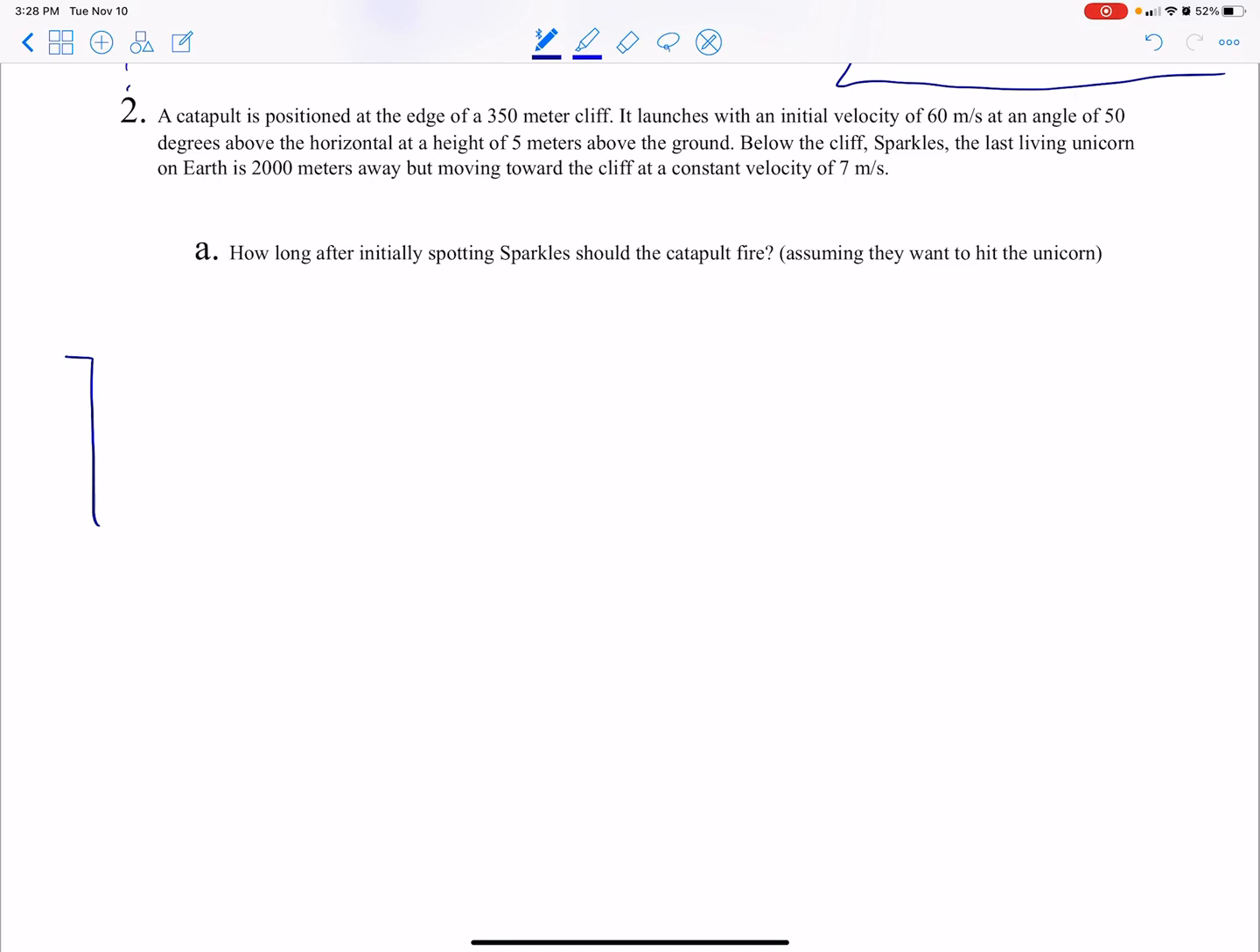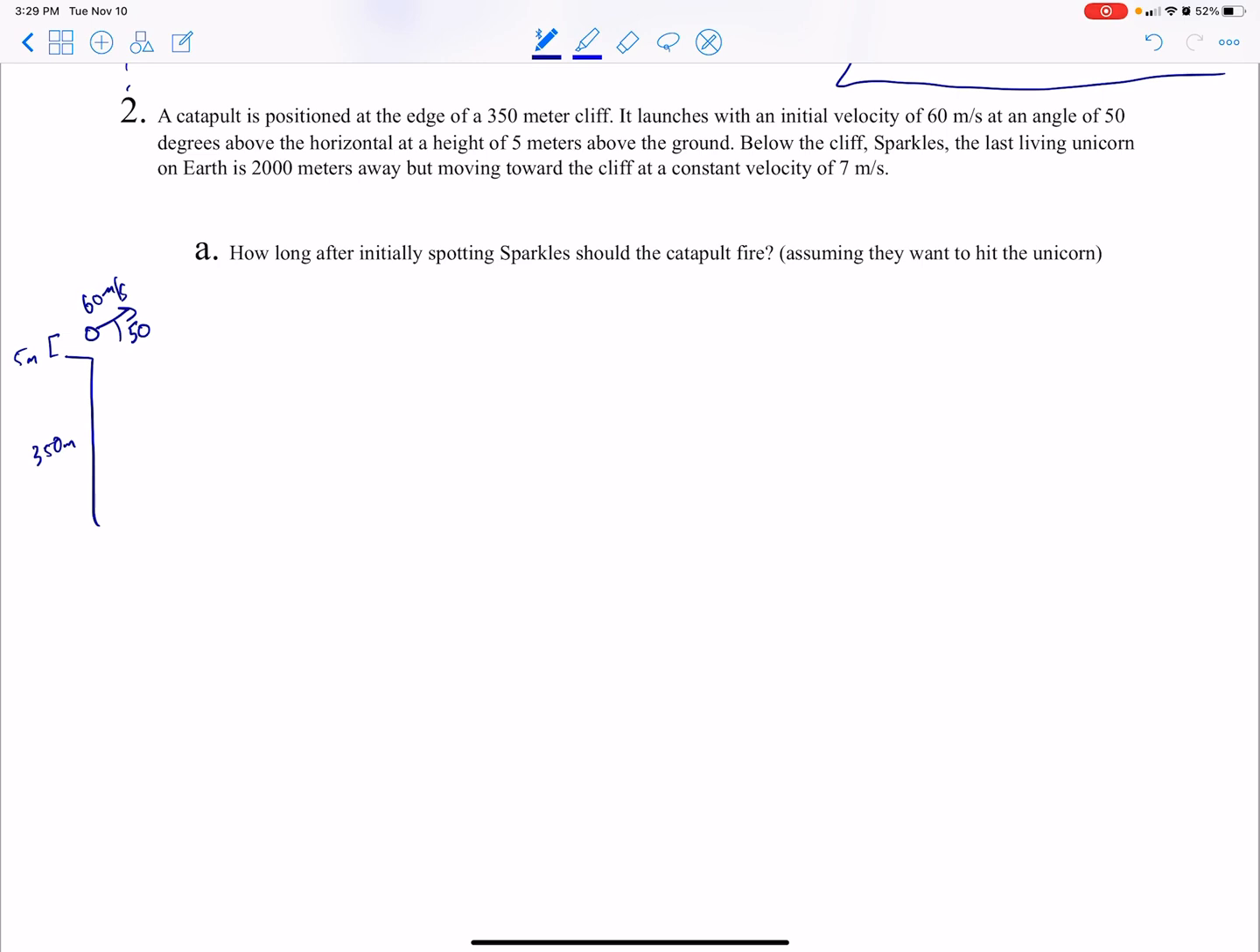Catapult is positioned at the edge of a 350-meter cliff. It launches with an initial velocity of 60 meters per second at an angle of 50 degrees at a height of 5 meters above the ground. So it's actually being launched from a little bit above the cliff right here. And the angle is 50 degrees. The initial velocity is 60 meters per second. The cliff itself is 350 meters plus an additional 5 for the catapult.